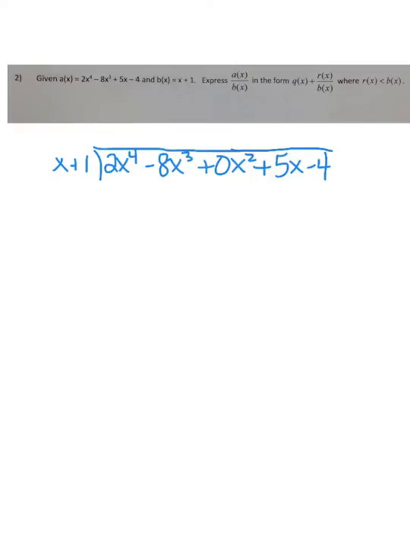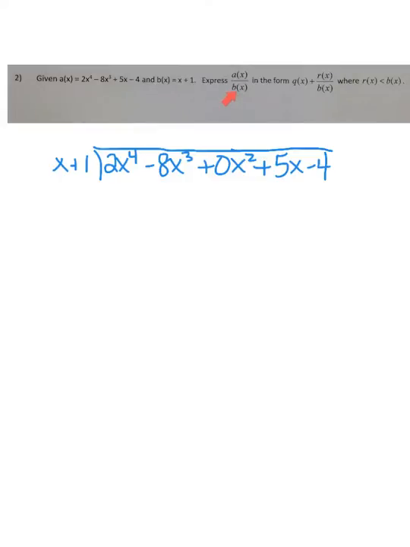So number 2 is exactly like number 1. The directions are a little bit different, and it's not multiple choice, but otherwise pretty similar. Let's just look at this for a second. So they give you a of x and they give you b of x. But if you read the directions, let's just look at the first part. It says to express a of x divided by b of x.